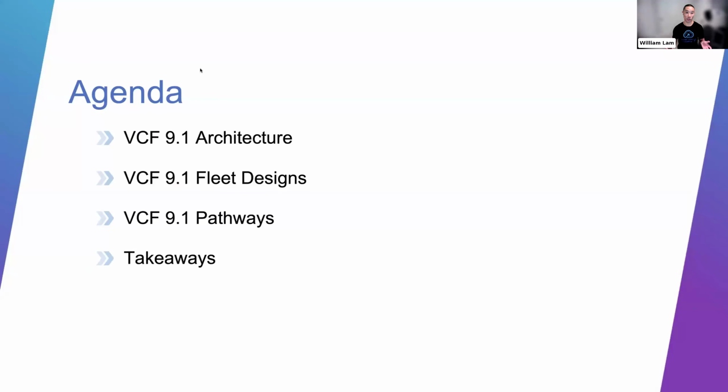So here's a quick look at the agenda. We're going to cover the 9.1 architecture. I'm sure you've heard about 9.1, a lot of interest there. And then we're going to take a look at some of the new fleet design and some of the aspects that might impact you as you go and deploy your 9.1 infrastructure. And then I'm going to pass it over to my colleague Sushil, who's going to talk a little bit about the different ways in which you can reach the different 9.1 pathways. And then obviously we'll conclude with some of the takeaways for you folks.